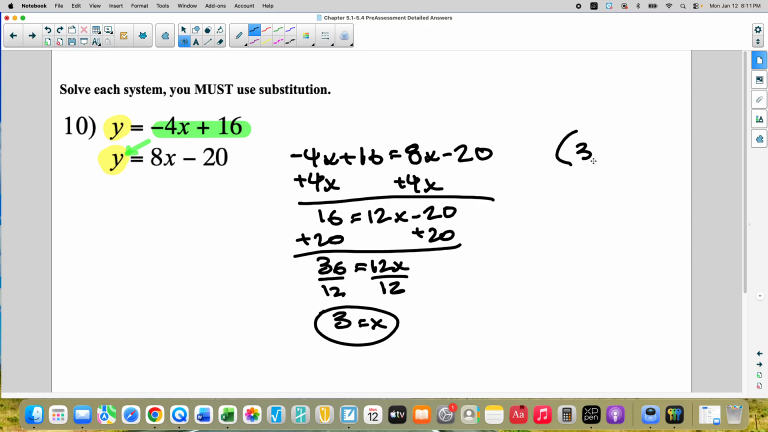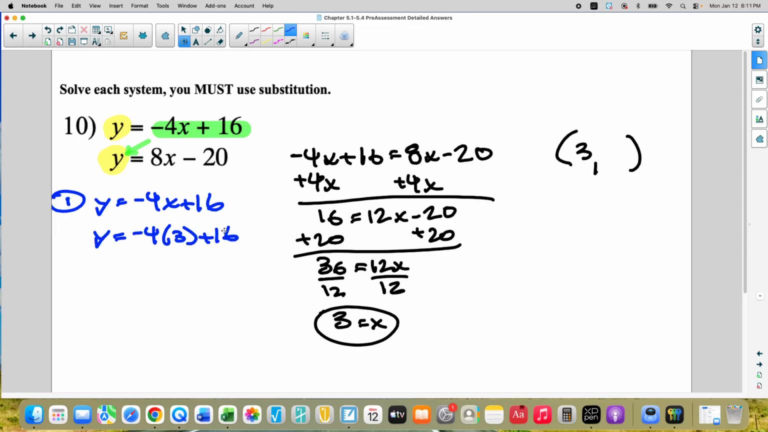I have the x value. Which equation am I going to use? I used the bottom equation, so I will use the first equation, y equals negative 4x plus 16. I'm going to put that x value of 3 in there to find out what my y value would be. Negative 12 plus 16, y equals 4. So I think my point of intersection is (3, 4).